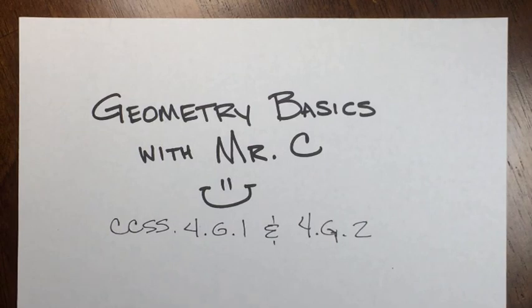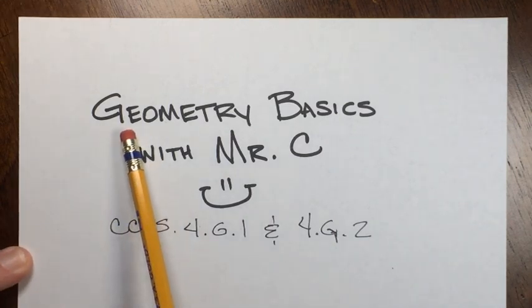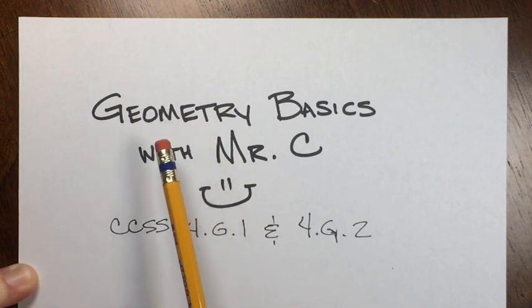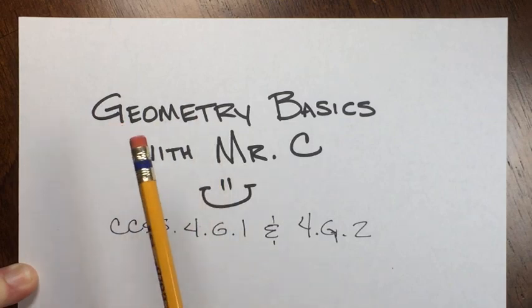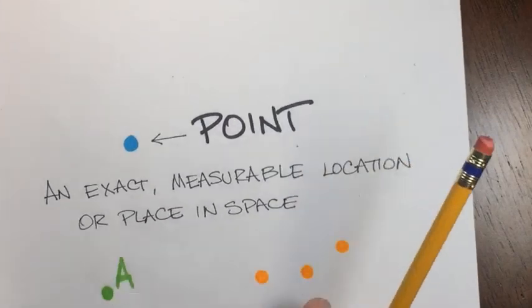C with Geometry Basics. The word geometry comes from geo, which meant the earth, and metrics, which meant to measure things. So back in the day, they wanted to measure the world. That's where we get the word geometry. So we're going to start with some basics here.